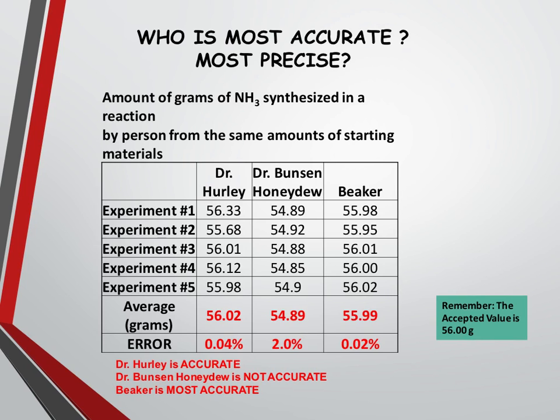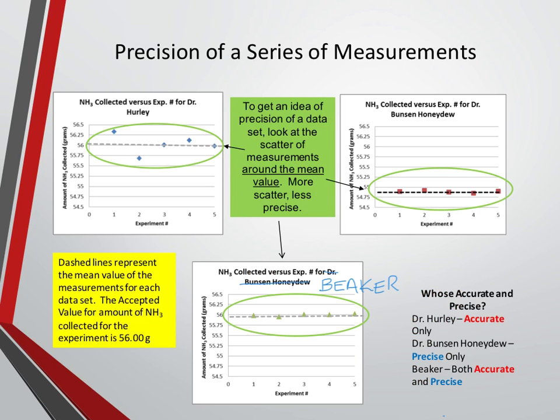Now, what about precision? Who is the most precise? It's not as easy to look at those and tell who's most precise, so we have a technique for how to do that. On the previous page, we answered the question for the ammonia experiment, who was the most accurate scientist? But we did not answer the question, who has the most precise data?